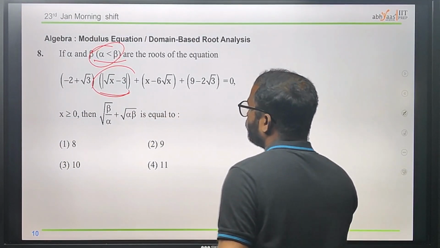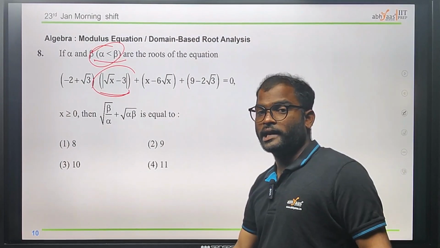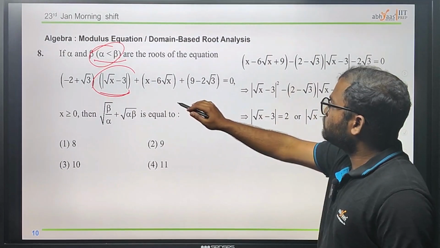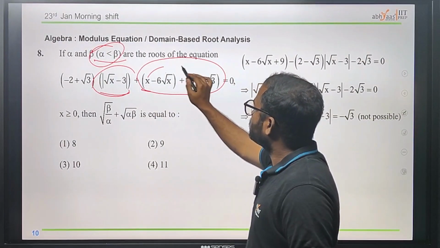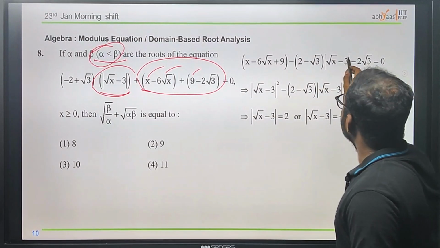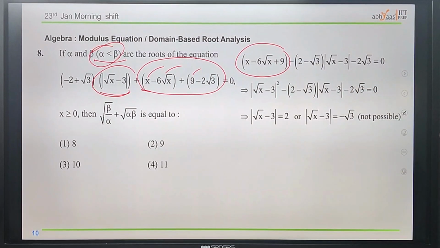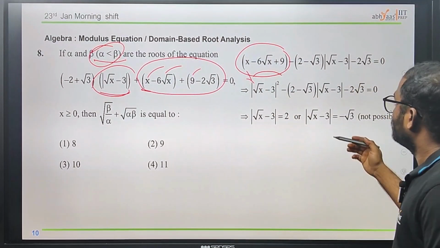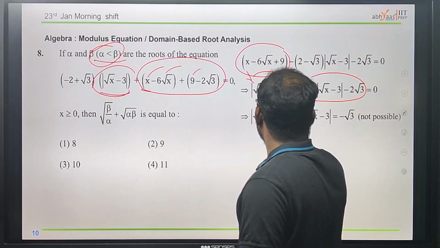Now just do the further simplifications. You can do a substitution process as well, or just do it directly. I'm doing it directly, and for some simplification you can do it here. See here, this can be x, 6 root x, and 9. We can write this like so. Now by using this, we can take it as mod of root x minus 3 whole square, and the remaining terms we will write as they are. Next we can make it equal to 2.